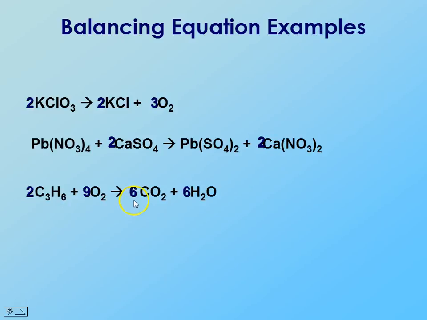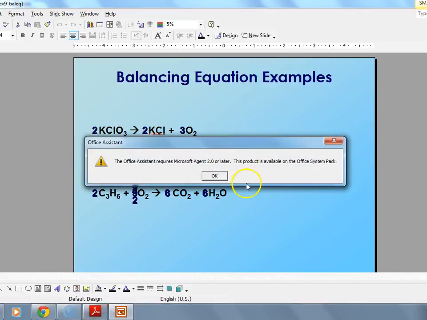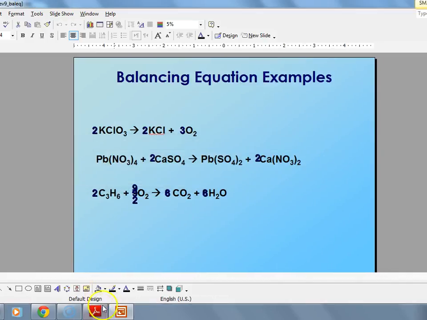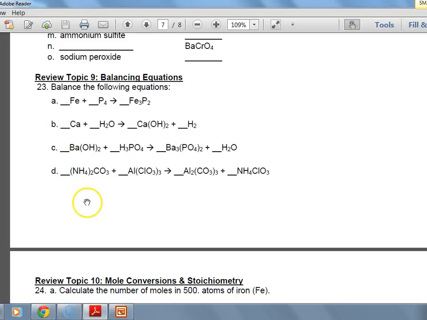So now I have 6 carbons, 12 hydrogens, 12 hydrogens, 18 oxygens. 6 times 2 is 12. Plus another 6 would give me the 18 oxygens. So at this point you should be able to do question 23, the 4 balancing equations that are on your summer assignment.